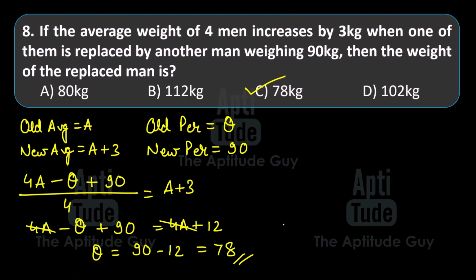Now some people, when they see the word increases, the shortcut that they try to use is 90 and then it increases, so plus 4 into 3. And this will give them 102. This would have worked in the previous question but will not work here. Moral of the story is, just because the average increases does not mean you blindly add. It also depends on which person is given and which person we need to find.